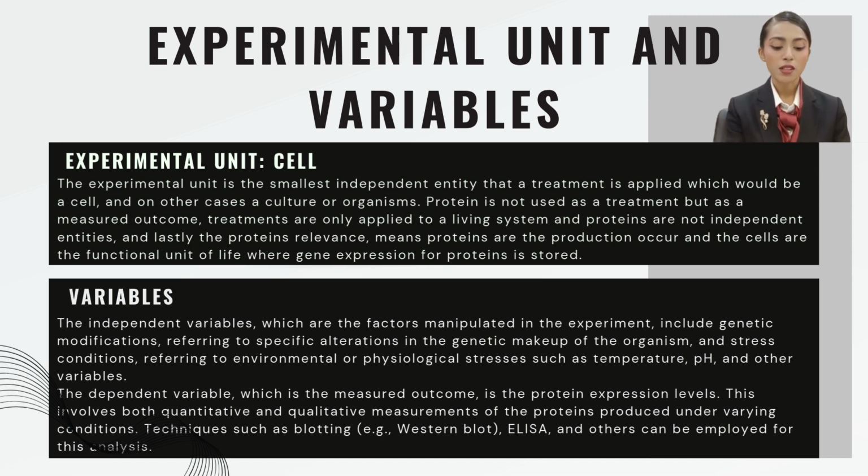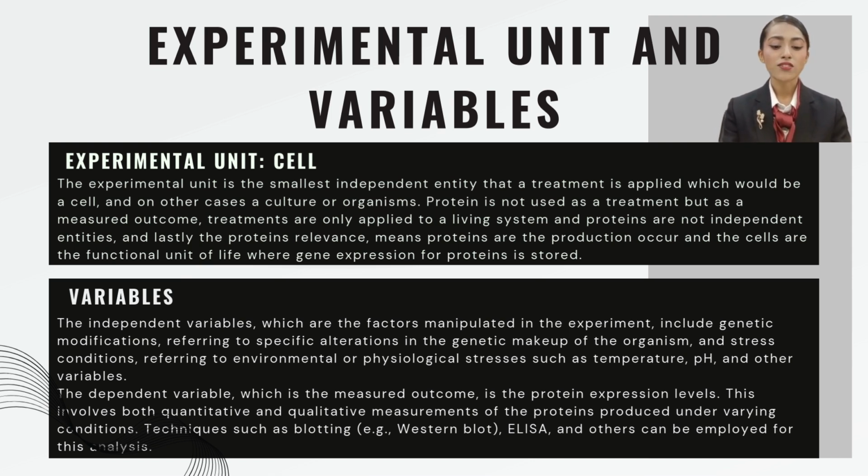Today, I'll be presenting about the experimental unit and the variables. The experimental unit is a cell, which is the smallest independent entity that a treatment is applied to. In other cases, a culture or an organism can be used too. On the other hand, protein is not used as an experimental unit, but it is used to measure an outcome. This is because treatment is only applied to a living system and proteins are not independent entities. The proteins are where the production occurs, and the cells are the functional unit of life, where the gene expression for protein is stored. Now, let's talk about variables.